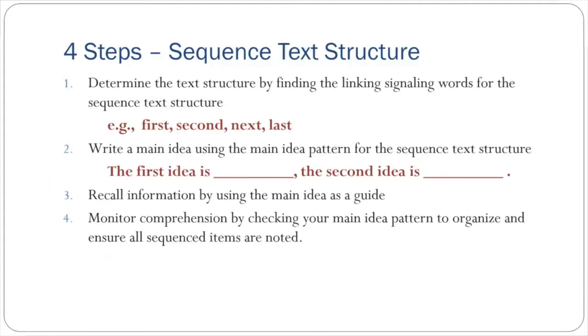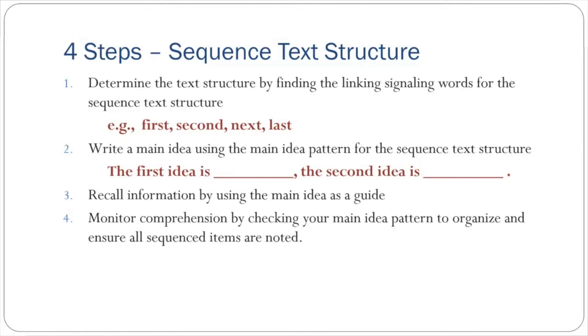The 4 steps to using the structure strategy, again, are: first, determine the text structure by finding the linking signaling words for the sequence text structure. Second, write a main idea using the main idea pattern for the sequence text structure. Third, recall information by using the main idea as a guide. Fourth, monitor comprehension by checking your main idea pattern to organize and ensure all sequenced items are noted.